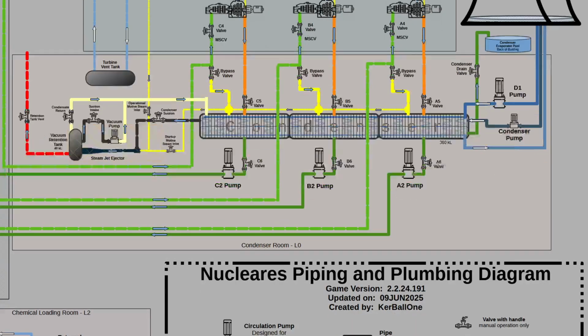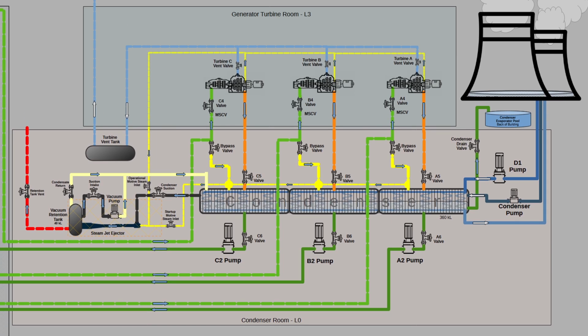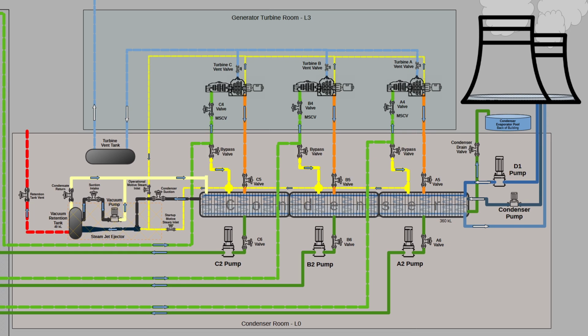Here we've got a solid green line, which is the liquid. So this green line would be the condenser drain valve, which goes into the condenser evaporator pool back of building. Then from the cooling towers, you have the D1 pump, which goes into the condenser. And again, you've got another condenser pump that goes into the condenser. Then you have the outgoing from the condenser that goes to the cooling towers.